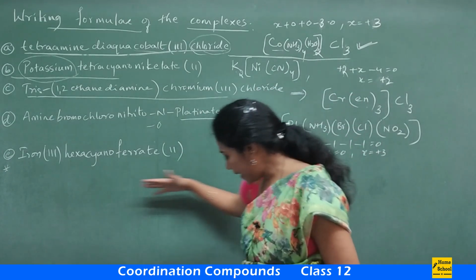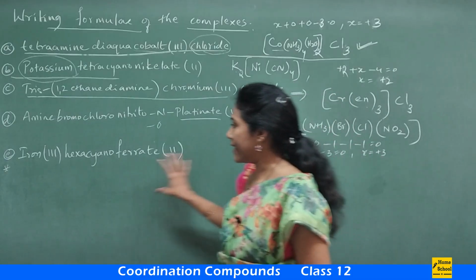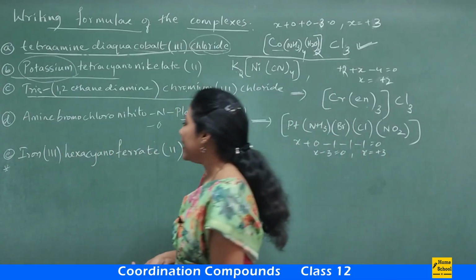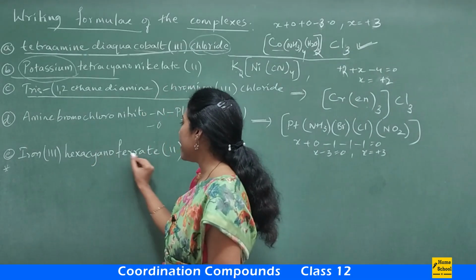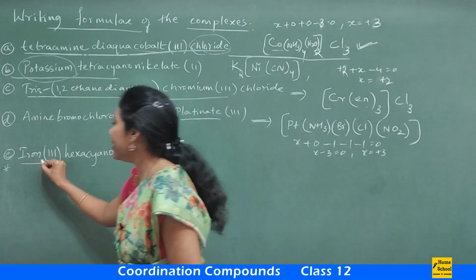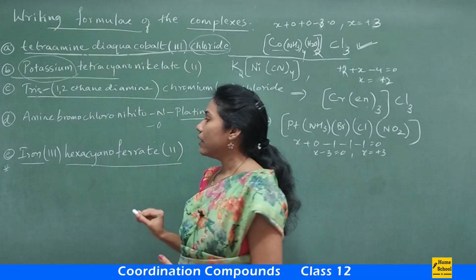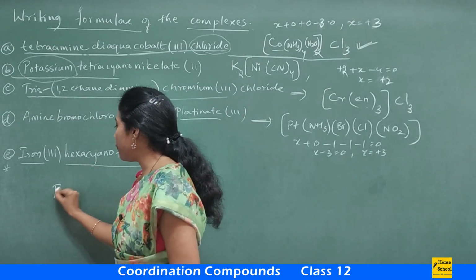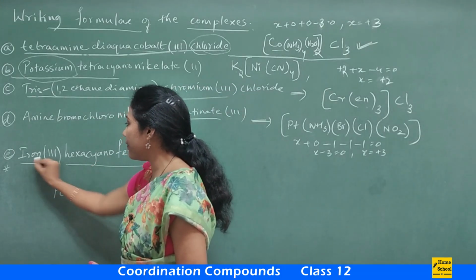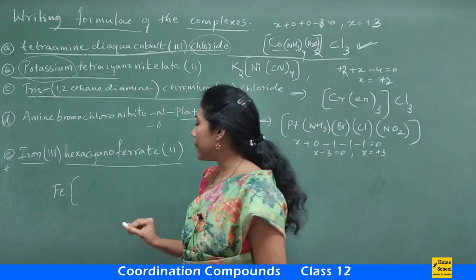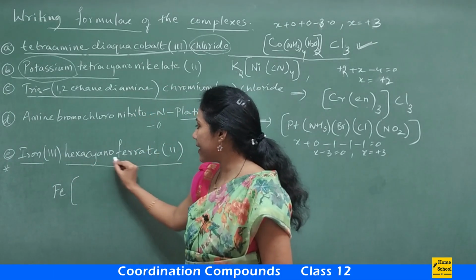First you write the skeleton as it is, according to the names they have given. Iron 3 hexacyanoferrate means here iron is a counter ion, and this is the coordination sphere. So iron, that is Fe, its oxidation state they have given as 3 plus. Now within a square bracket, see what has to be written.